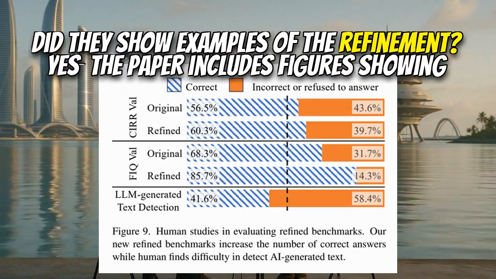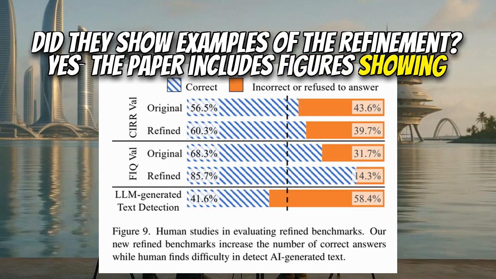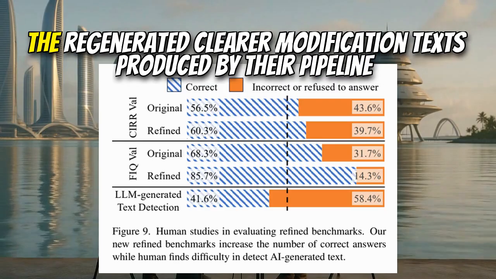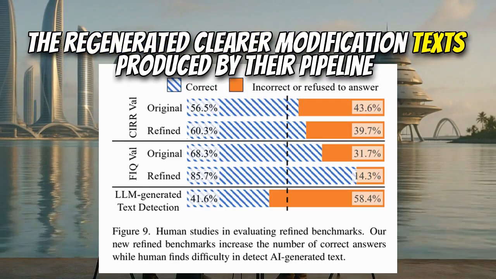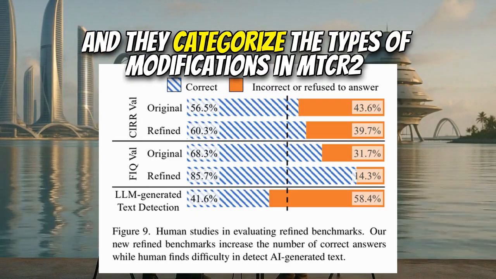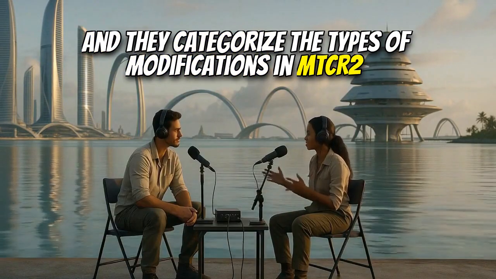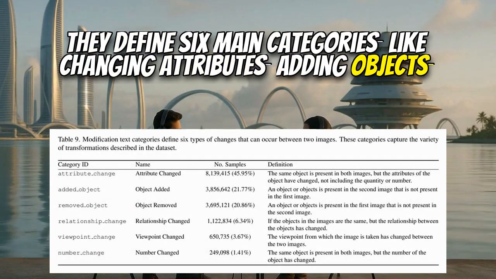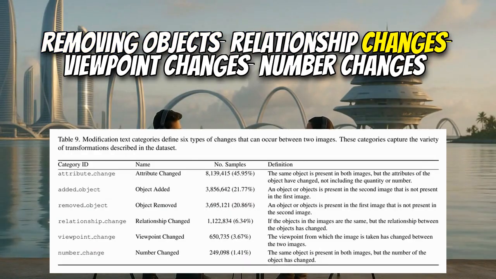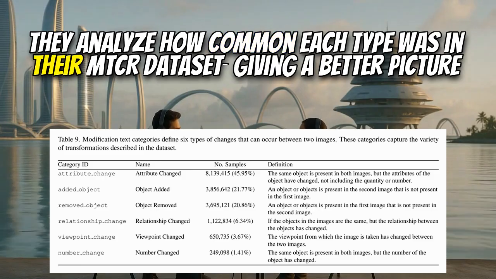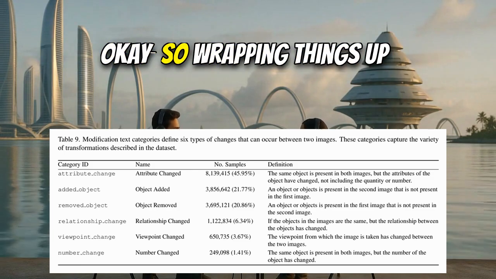Did they show examples of the refinement? Yes, the paper includes figures showing examples of bad samples from the original benchmarks that were ambiguous, and then the regenerated, clearer modification texts produced by their pipeline. It helps visualize the kinds of improvements they made. And they categorize the types of modifications in MTCIR too. Right. They define six main categories, like changing attributes, adding objects, removing objects, relationship changes, viewpoint changes, number changes. They analyzed how common each type was in their MTCIR dataset, giving a better picture of the kinds of transformations it covers.